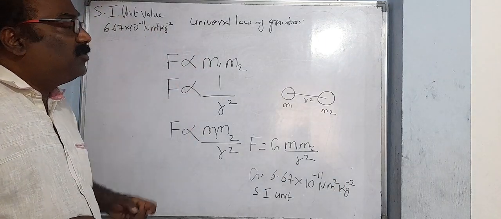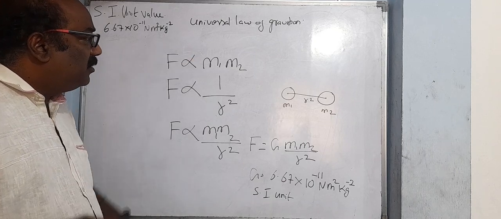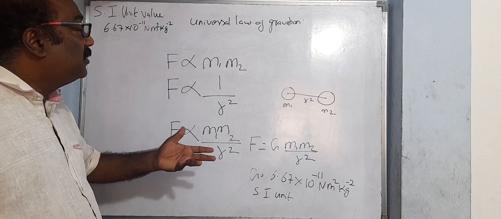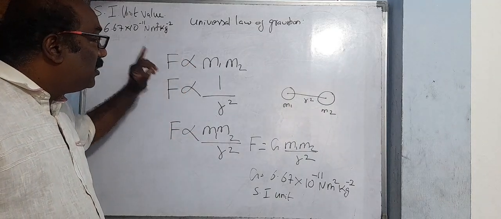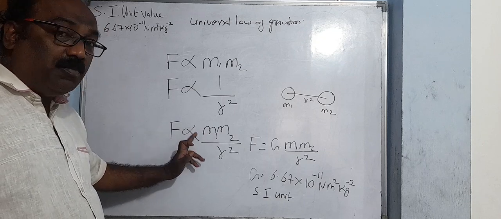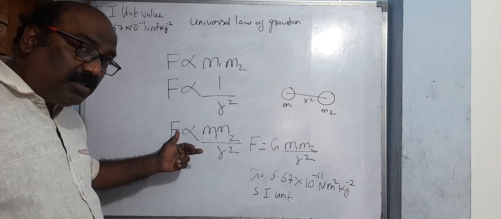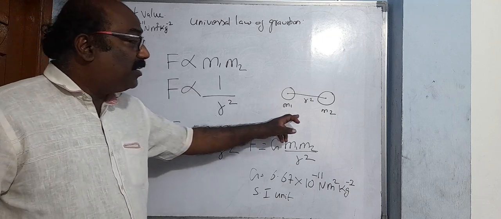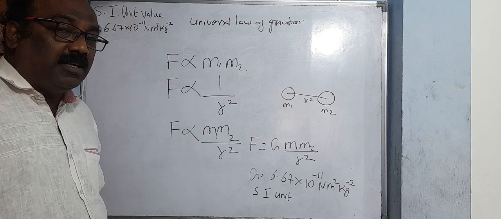So these are about the universal law. Just we can work it out very easily. I'll just say it as a definition. So what is universal law of gravitation: force is directly proportional to the masses M1 and M2, or between the two masses, and it is inversely proportional to the square of the distance between them. This is called as universal law of gravitation.